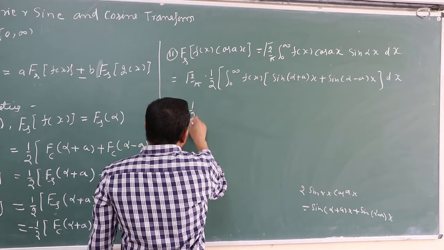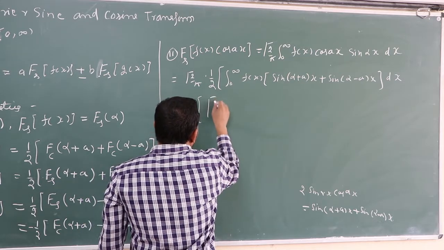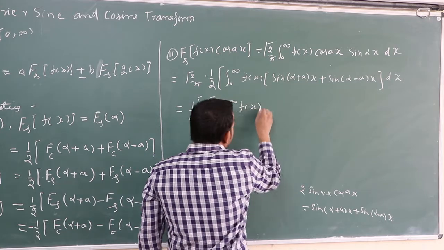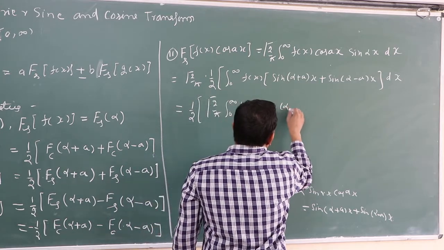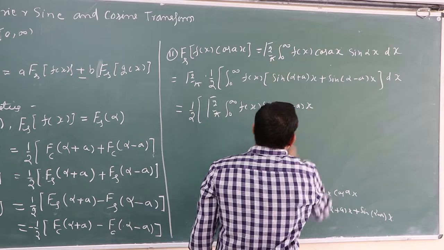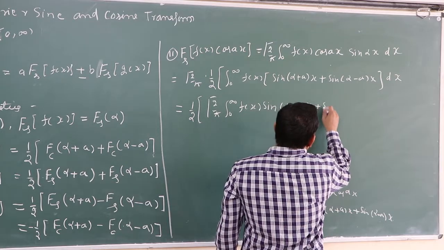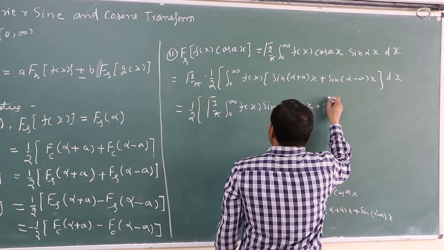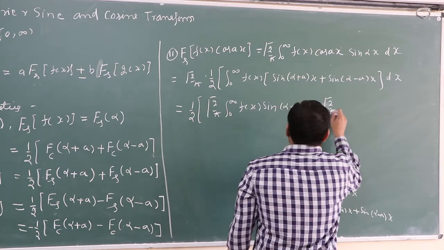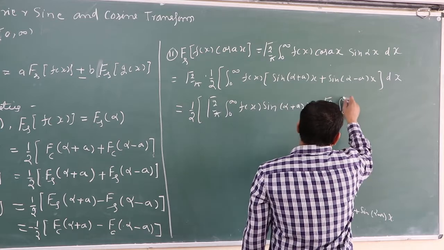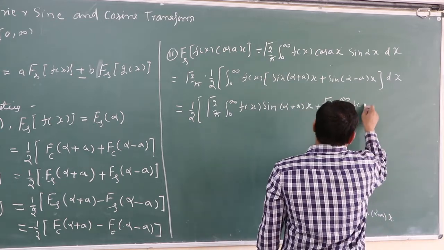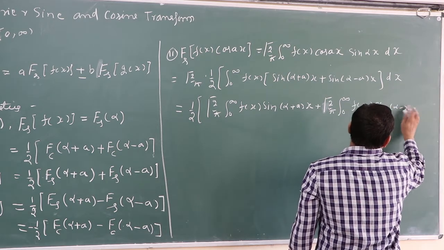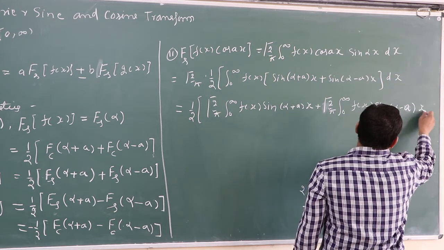So this can be written as half of under root 2 upon pi integral 0 to infinity of f of x sine alpha plus a x, plus under root 2 upon pi integral 0 to infinity of f of x sine alpha minus a x.